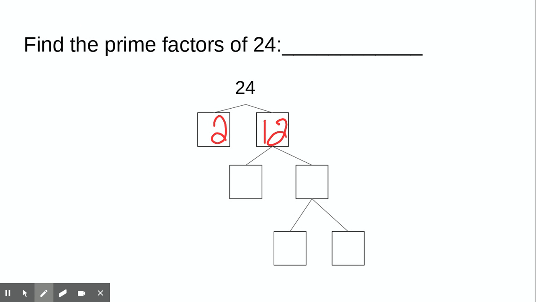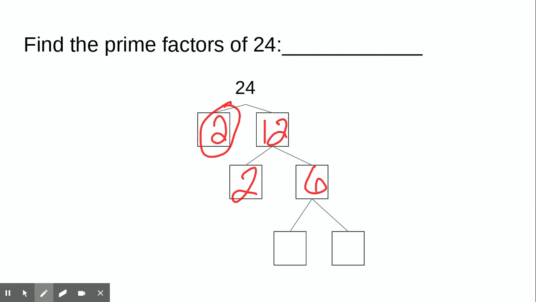Now we have to ask ourselves, is 2 a prime number? Look on your prime number chart. 2 is a prime number, so we can circle it. We know it cannot be factored down anymore. How about 12? Is 12 a prime number? No, 12 is not on our prime number chart, so we can still factor 12 out. 2 times what is equal to 12? 2 times 6 is equal to 12.